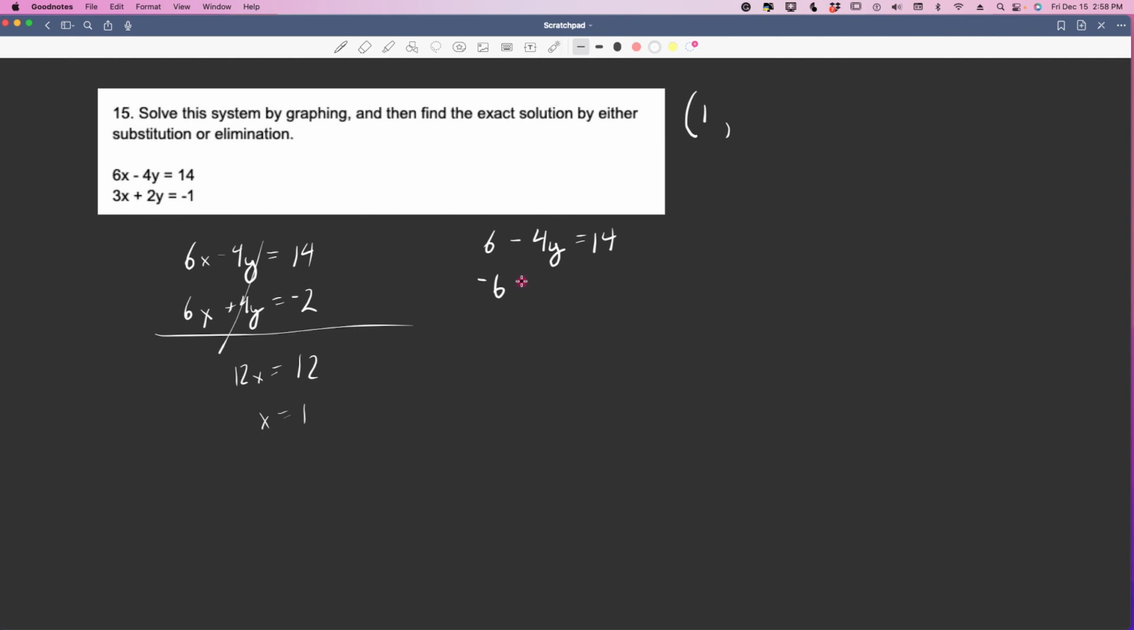So I've got minus 4y. I'm sorry, I lost track of what I was doing. Subtract 6 from both sides. It was this being a positive that made the whole difference.